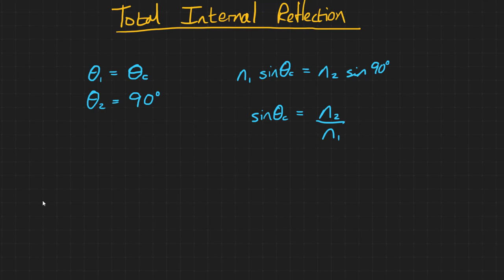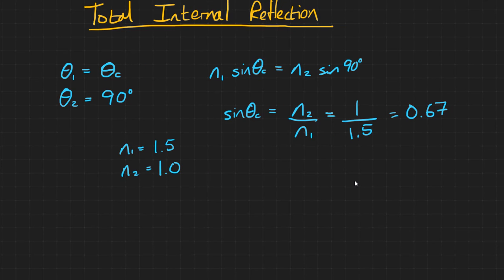If we substitute in the values for our glass-air boundary, where n1 is glass, which has a refractive index of around about 1.5, and n2 the refractive index of air, which is approximately 1. So n2 over n1 will be 1 divided by 1.5, which is 0.67. So this gives us a critical angle θc equal to 41.8 degrees, which agrees with the simulation that we saw earlier. This means that any light shone at a glass-air boundary at an angle of greater than 41.8 degrees from the normal will undergo total internal reflection.